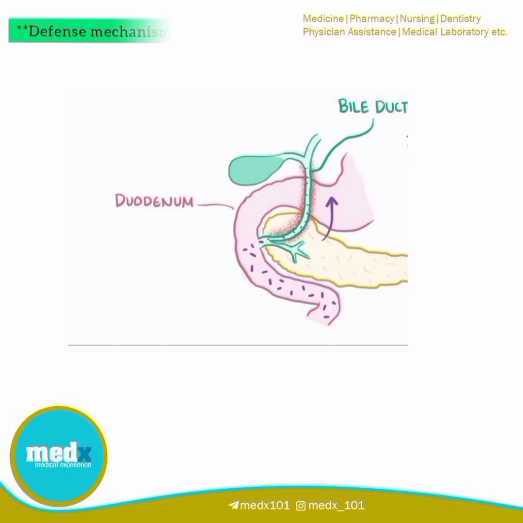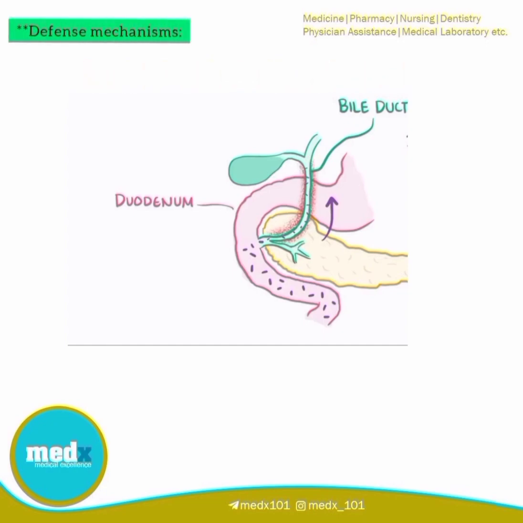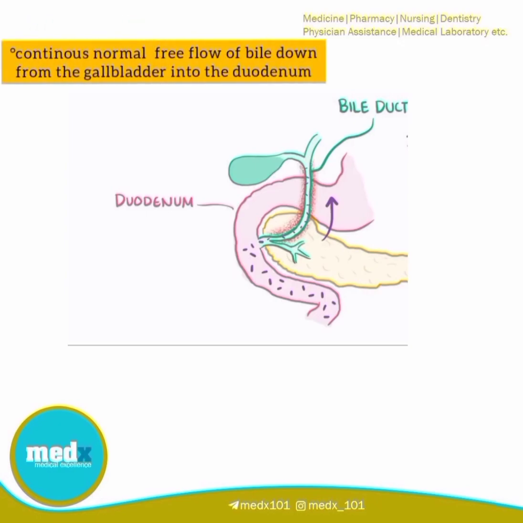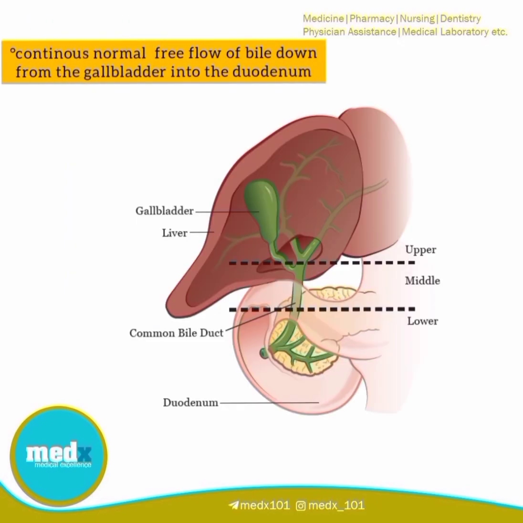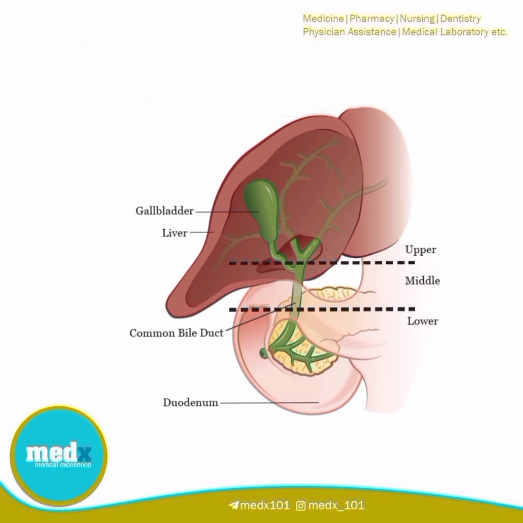Normally, there are some defense mechanisms which protect the biliary system from infection, and one of them is the continuous normal flow of bile down from the gallbladder into the duodenum, and this keeps intraductal pressure low and also flushes out any bacteria that is trying to make its way up the bile duct, and this prevents bacterial concentration. Normally, it won't be easy for bacteria to ascend the bile duct because they'll be flushed out.